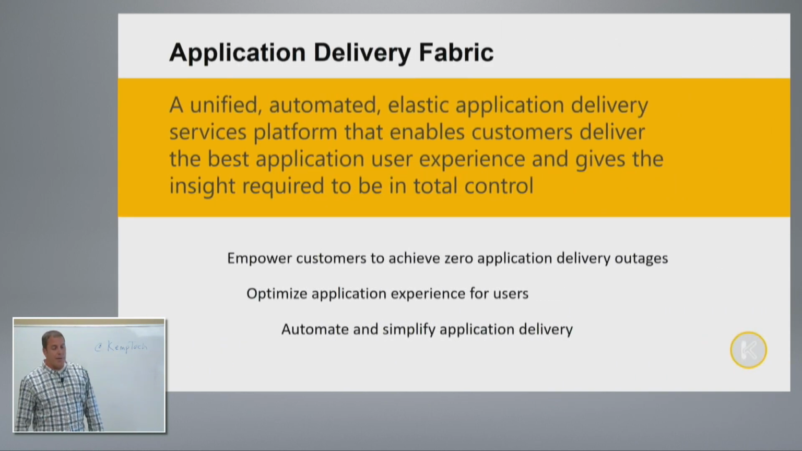So again, to sum it up: a unified, automated, elastic application delivery services platform that enables customers to deliver the best application user experience and gives the insight required to be in total control, right? These organizations need automation. They need to simplify the environment. You've got to keep it optimized, or else the application just won't be used. Finally, zero outages, right? We're going to help customers get to zero outages with Vision and the rest of this application delivery fabric.